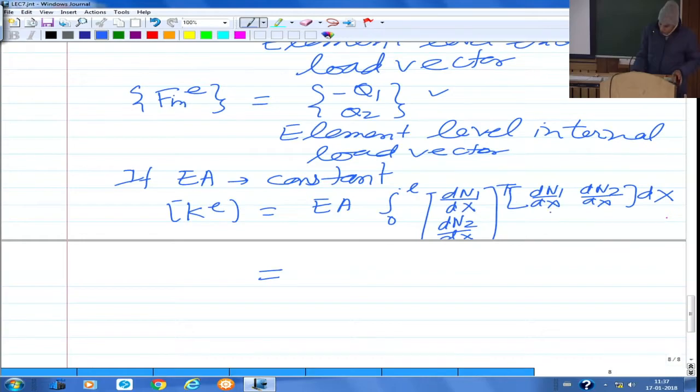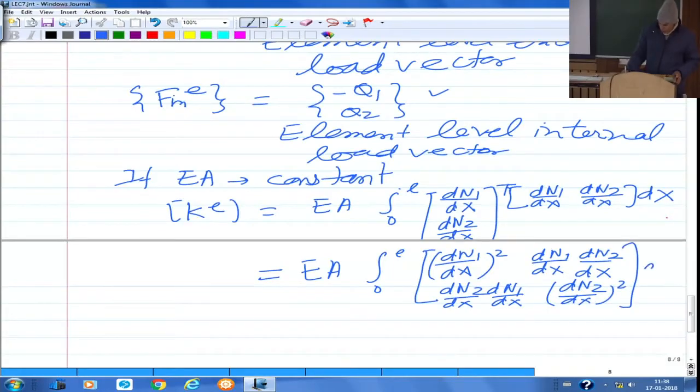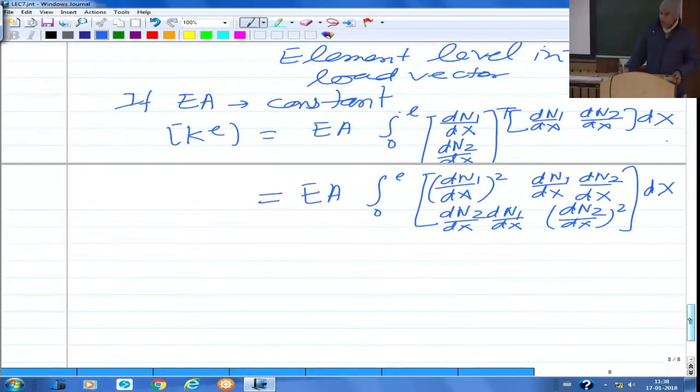Now when you multiply all of these, looking at the various elements of this matrix, integral 0 to L, what you will get is dn1 by dx whole square, second would be dn1 by dx into dn2 by dx. Then dn2 by dx into dn1 by dx, and dn2 by dx whole square, then integration dx. This is what you get after multiplying these. And dn1 by dx is minus 1 by L, dn2 by dx is plus 1 by L.